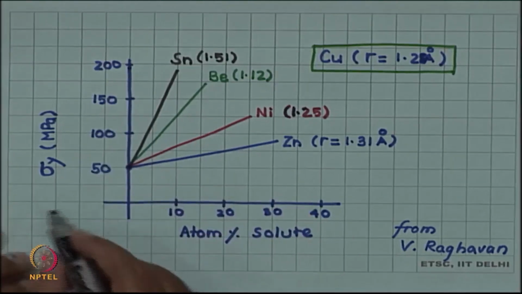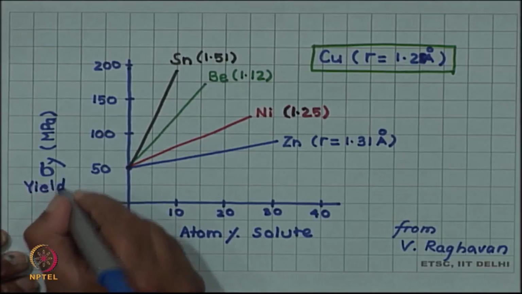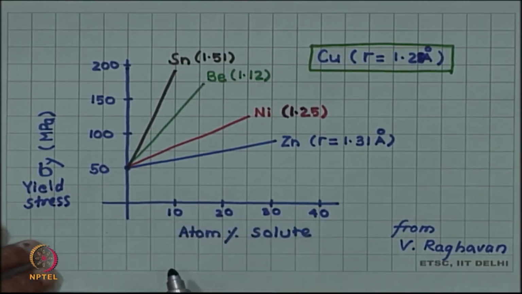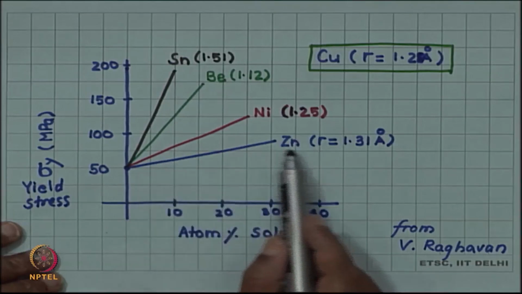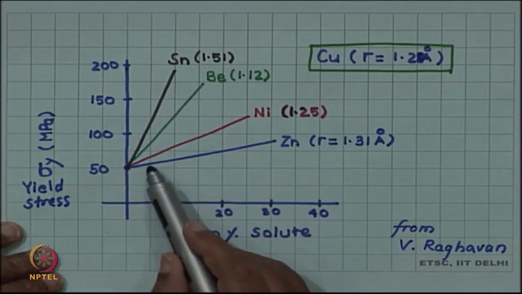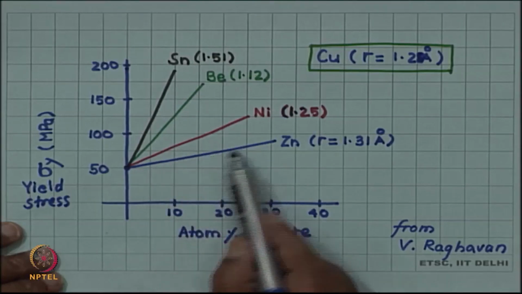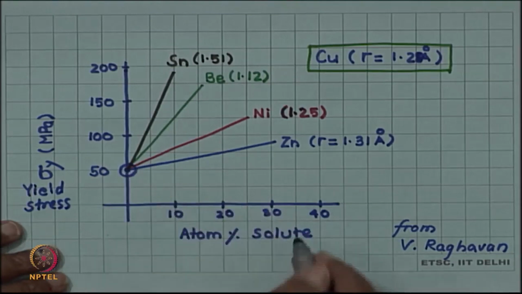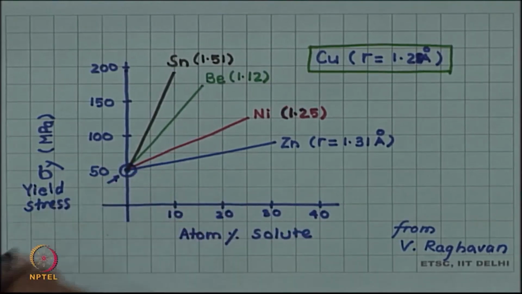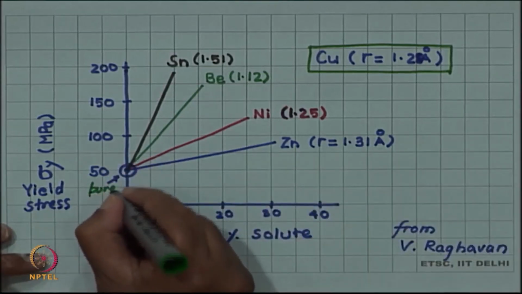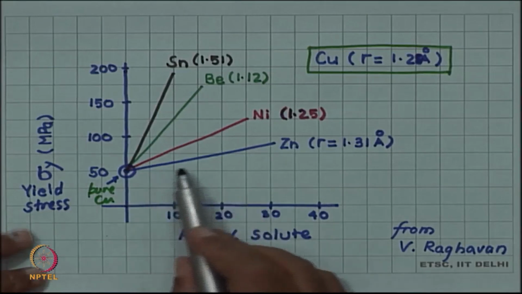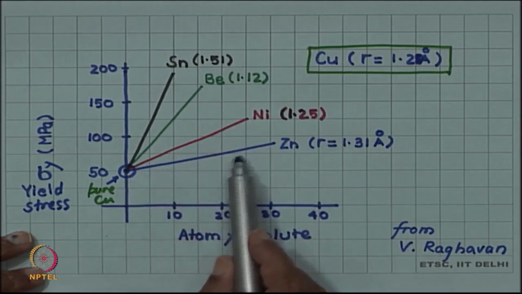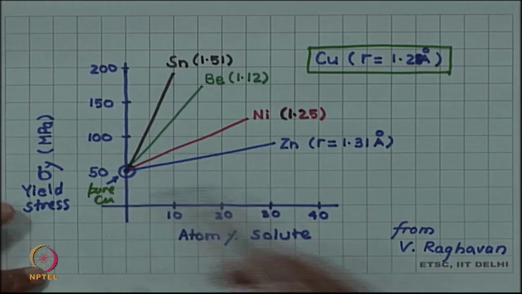In this plot, we are plotting the yield stress sigma y on the y axis and atom percent solute on the x axis. For any given solute, let us say zinc, if I am adding zinc to copper, as I increase the solute concentration, yield stress is increasing. This 50 megapascal is for pure copper, because it is 0% solute. As you add the solute, strengthening takes place. Whatever solute you add, with increasing amount of solute, strength increases.